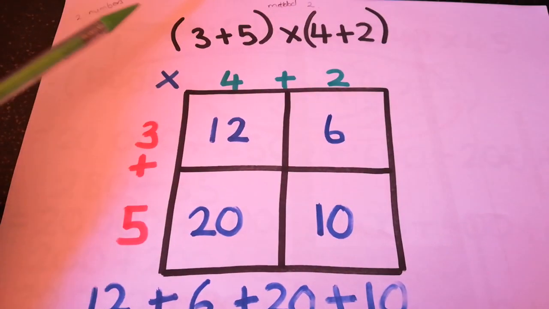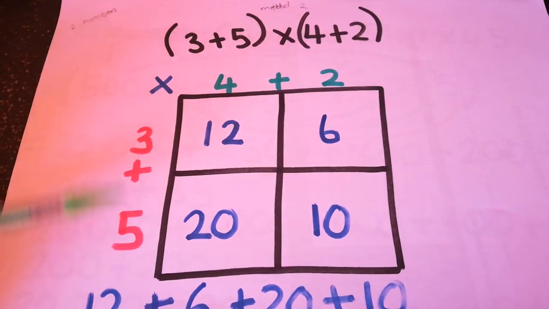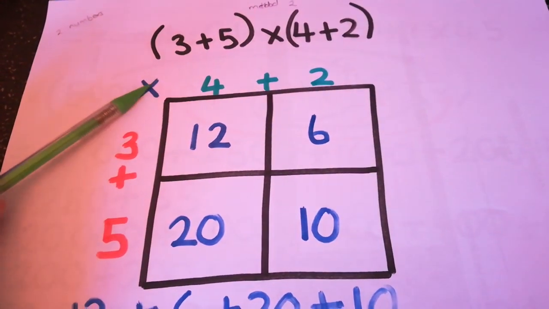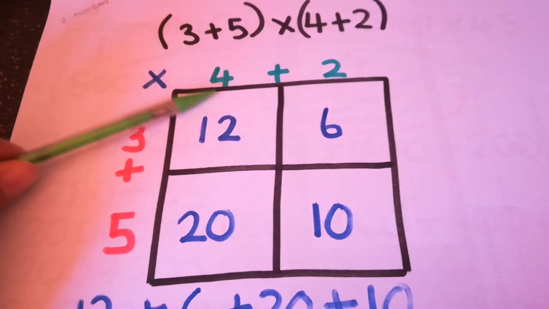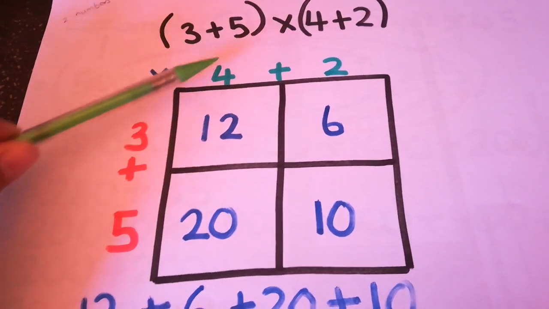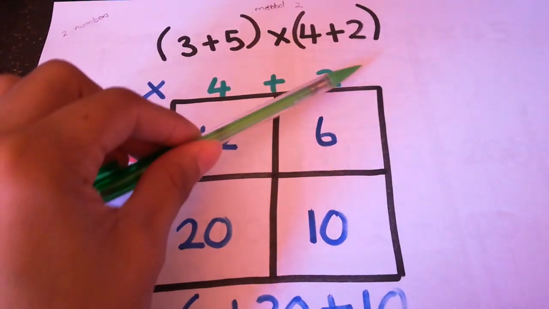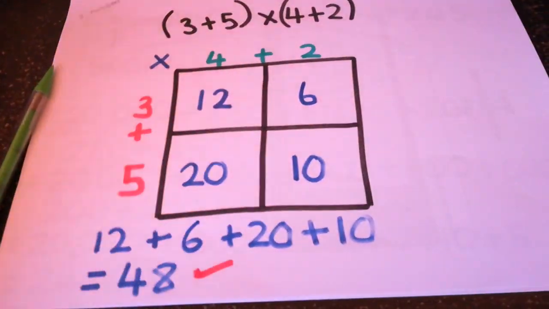If you look here, we have the same sum, so we're going to take the first section of the sum and put it here on this axis, the second part of the sum, put it here on this axis, and we are going to have a multiplication sign here because we are multiplying the two sets of numbers. So here we are going to say 4 times 3, which is going to give us 12, 4 times 5, which is going to give us 20, 2 times 3, which is going to give us 6, and 2 times 5, which is going to give us 10. We add it up all together and we get the answer 48.